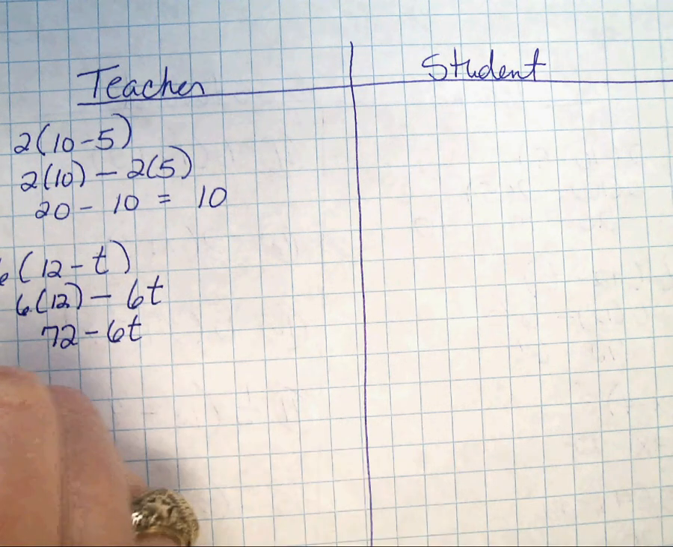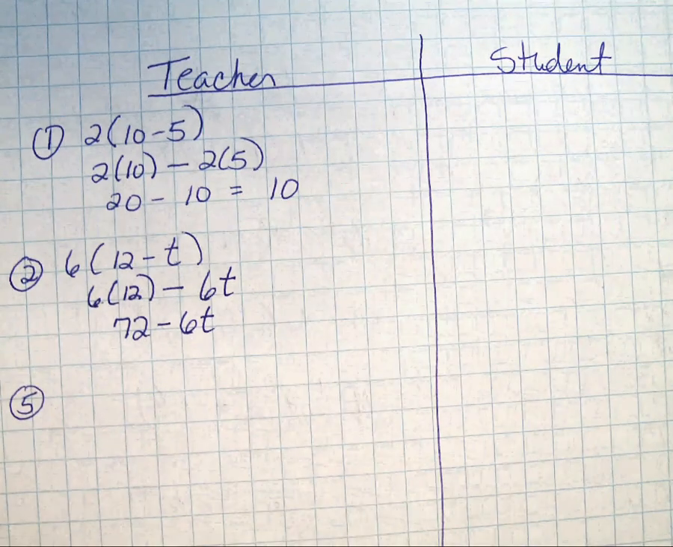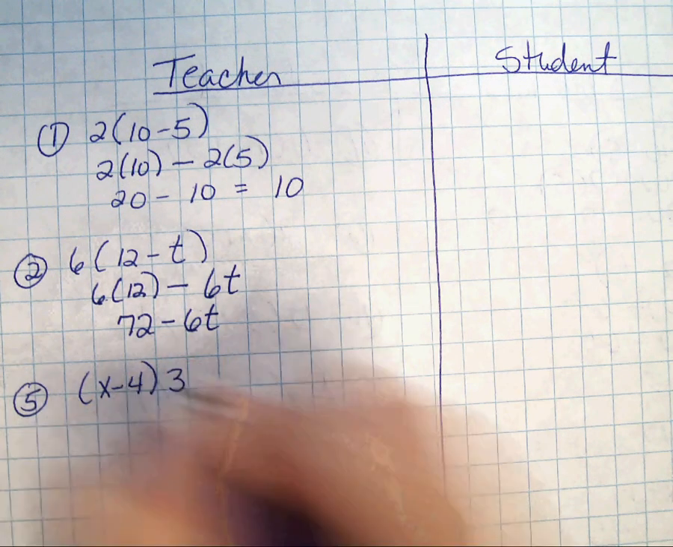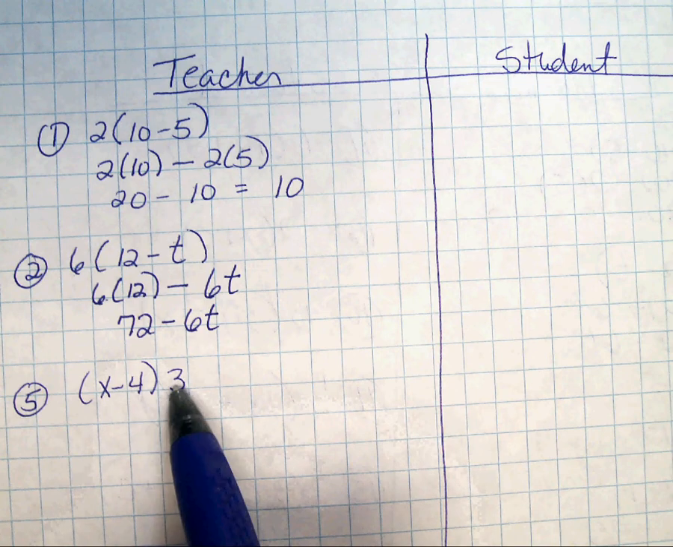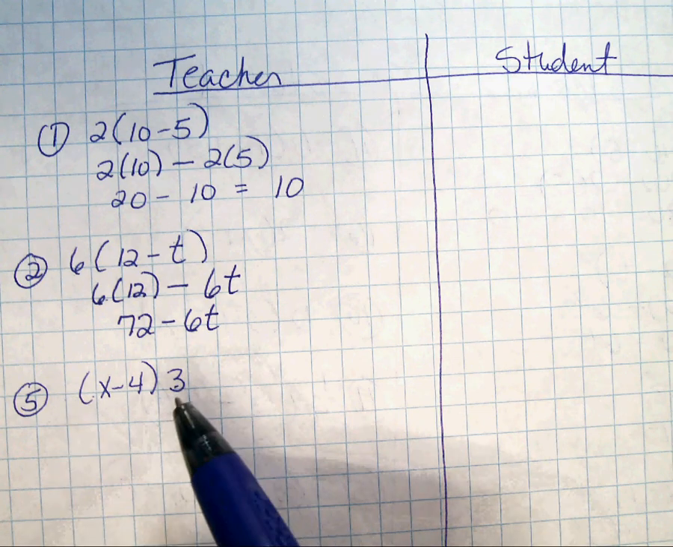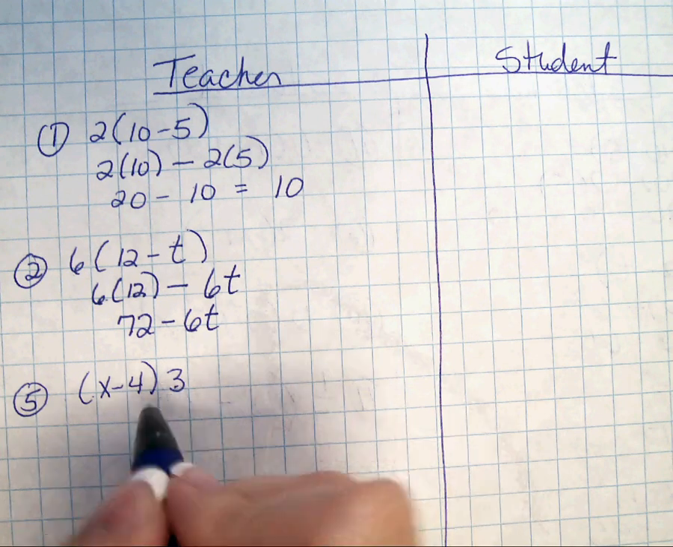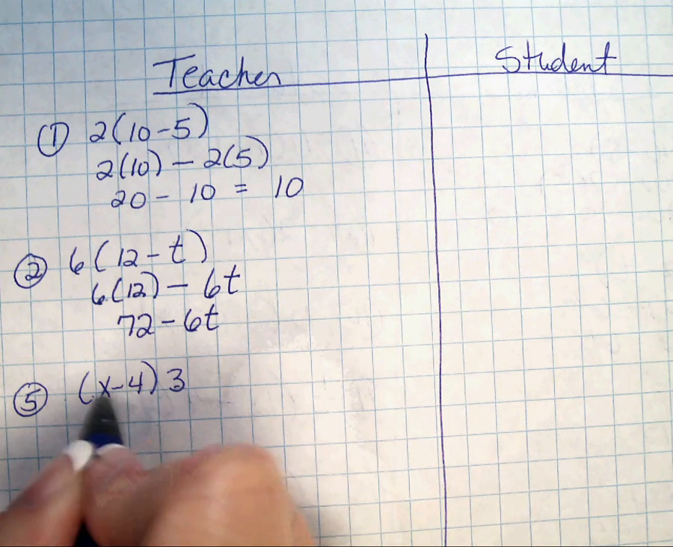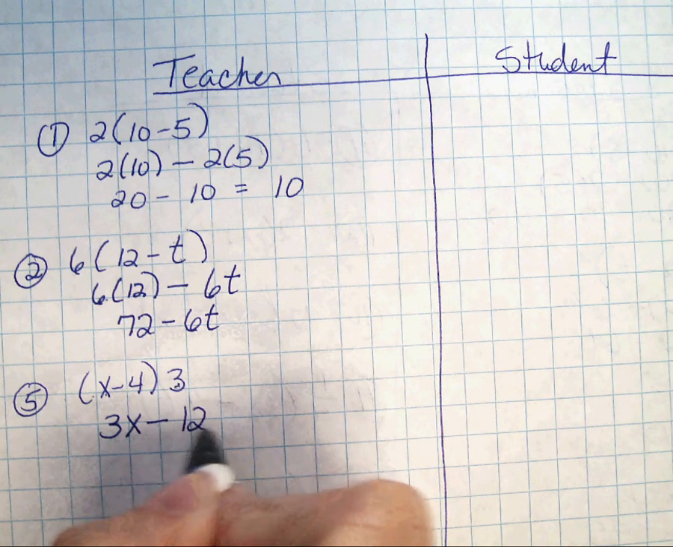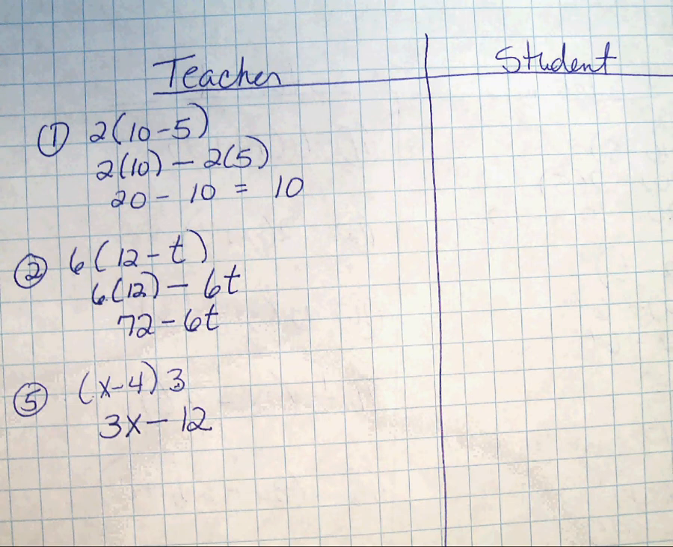Alright, I want you to skip down to number 5. Okay, number 5 says x minus 4 and the 3 after it. Now this 3 is still going to be distributed across this parenthesis. This is still a multiplication problem, and it doesn't matter if I put the 3 in the front or the back. That's the commutative property, right? Order doesn't matter. So I can still distribute this 3 by going 3 times x is 3x minus 3 times 4 is 12.